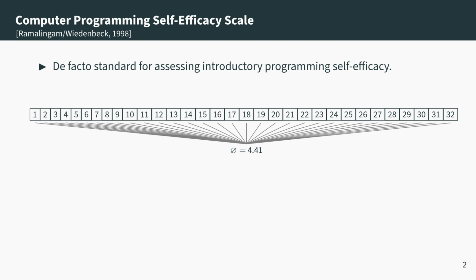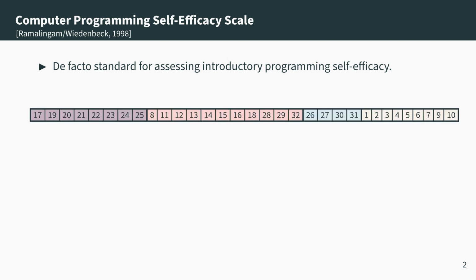Ramalingam and Wiedenbeck reported on 4 item groups called factors, which could be used to aggregate scores of subsets of items. However, to our knowledge, no researcher has used this type of scores, and we even have anecdotal evidence that researchers refuse to use them.